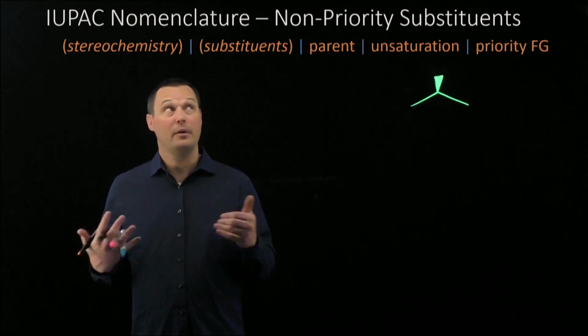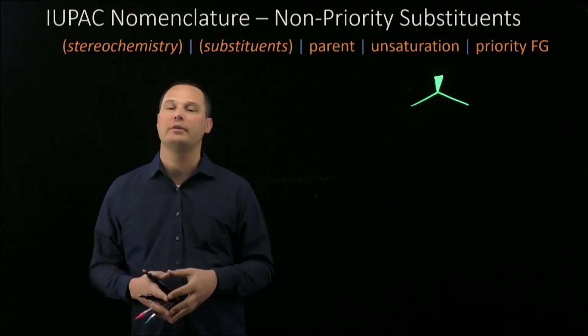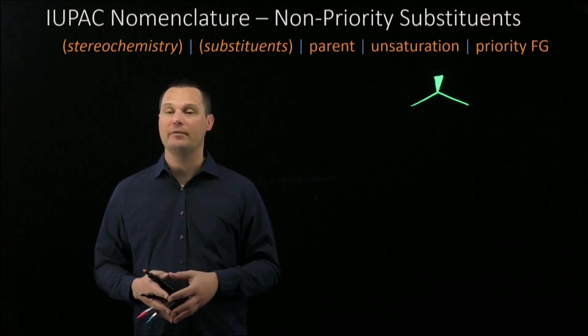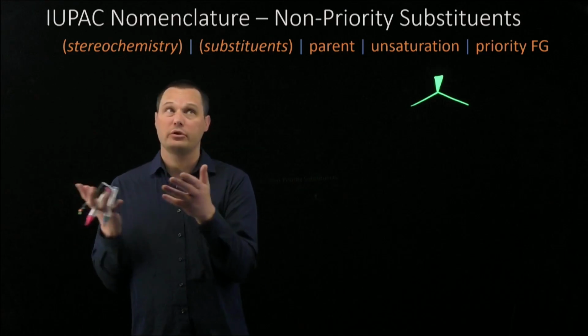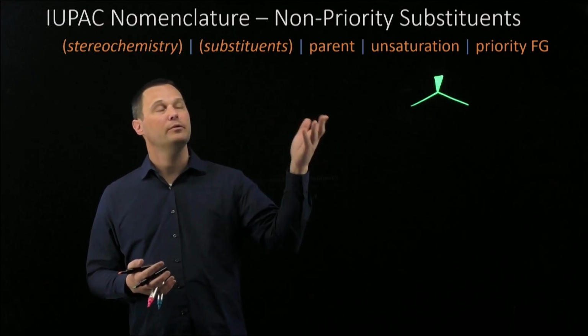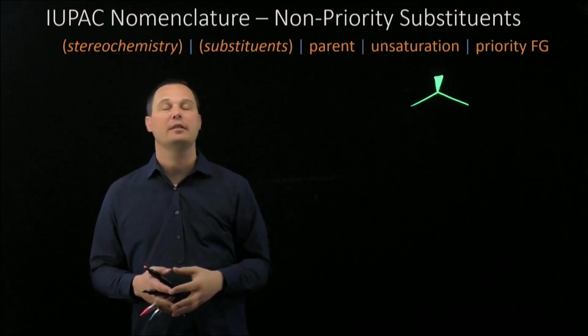This isn't a video about the IUPAC rules, but I do have a link to that video in the description below. In short, every IUPAC name can be broken into 5 parts. Not every molecule has stereochemistry. Some molecules may or may not have substituents, but every molecule needs a syllable for the parent hydrocarbon, the unsaturation, and the priority functional group.